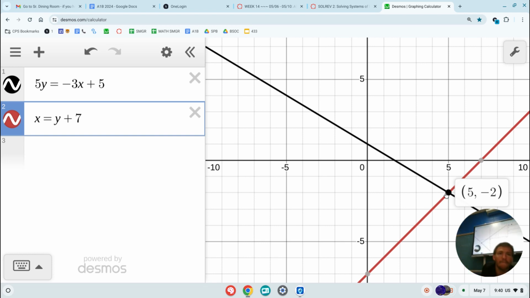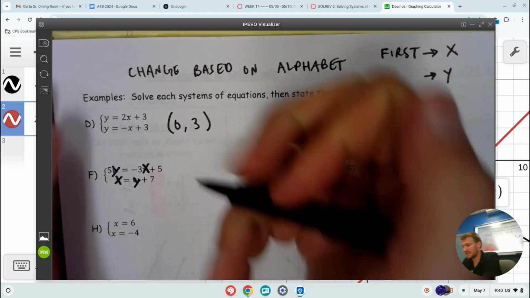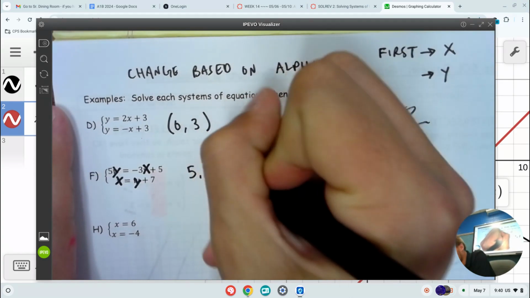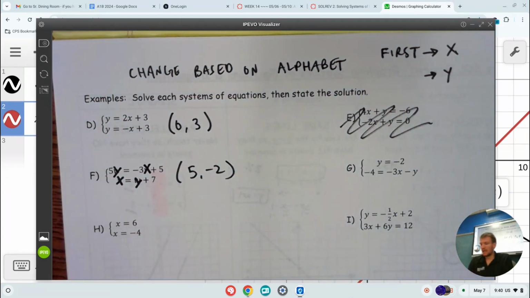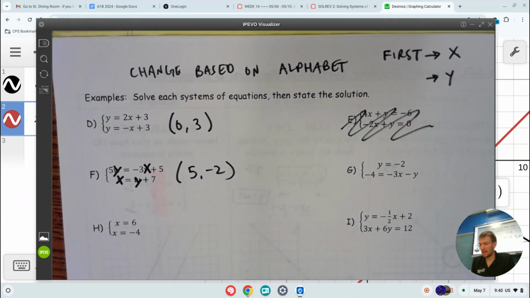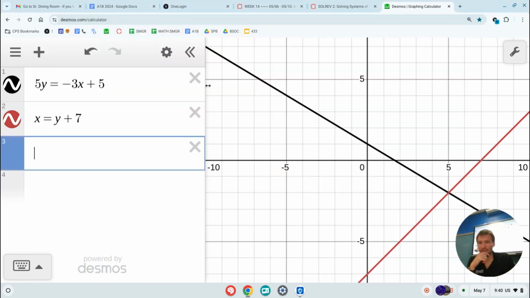Yes. So 5, -2 is the answer. 5, -2. I'm going to do these really quick, and then we're just going to move on.